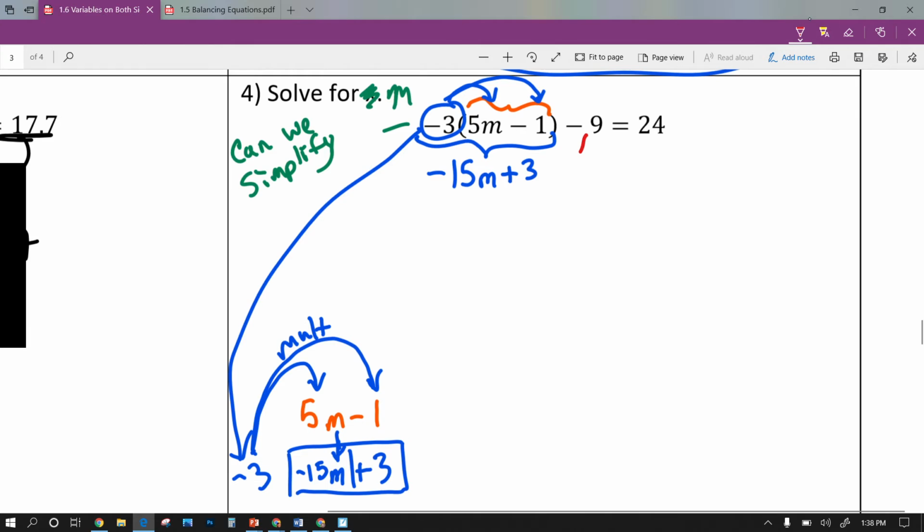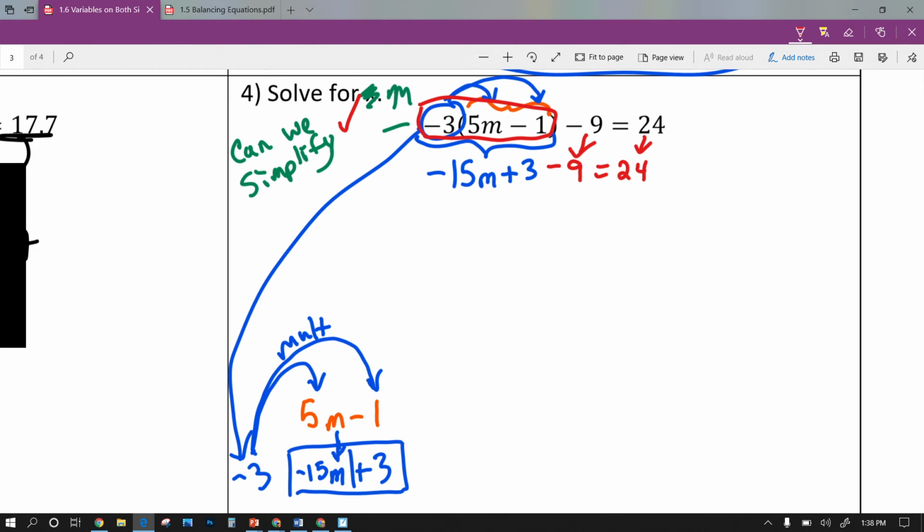Now we bring down everything else that we have, absolutely everything but the stuff that we just did the distributive property with. So we have to bring down our -9 equals 24. So we have -15m plus 3 minus 9 equals 24. So we have simplified by using the distributive property.